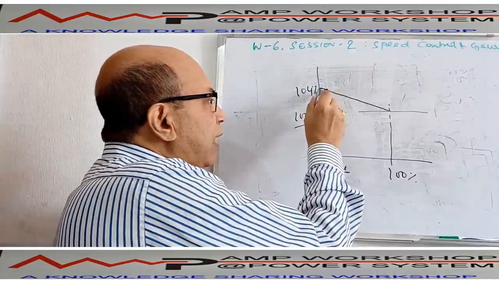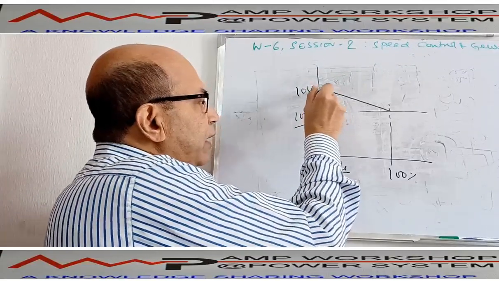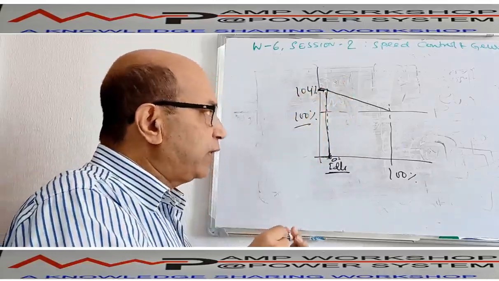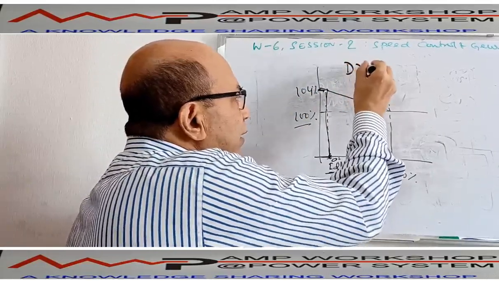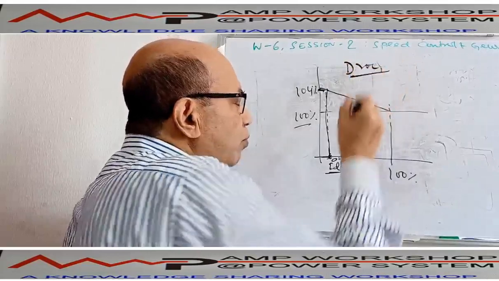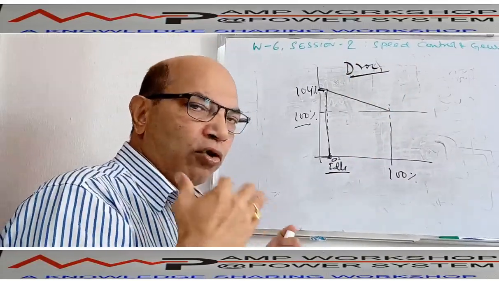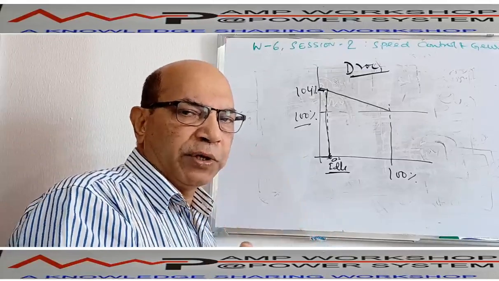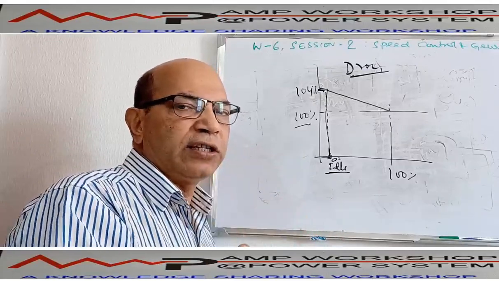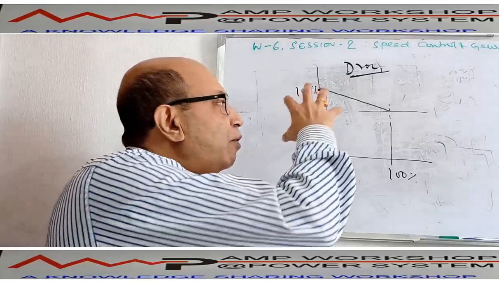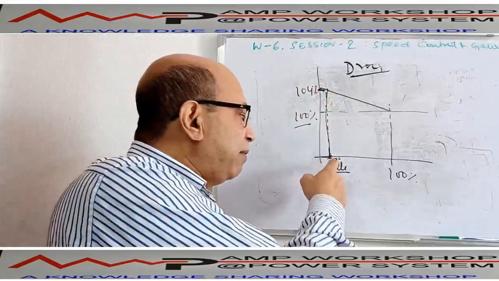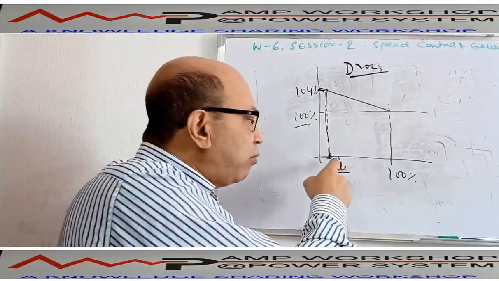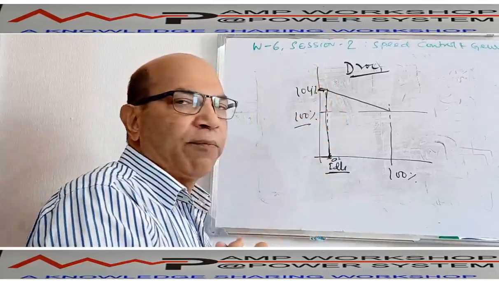Suppose this speed is 104. Suppose I have a 4% droop. It is called Droop mode. We are now discussing Droop mode operation. Suppose a machine's no load speed is 104% of the full load speed. If that is the case, then we say it is a 4% Droop. That means when the engine is running at minimum fuel position without any load, engine speed is 104%.